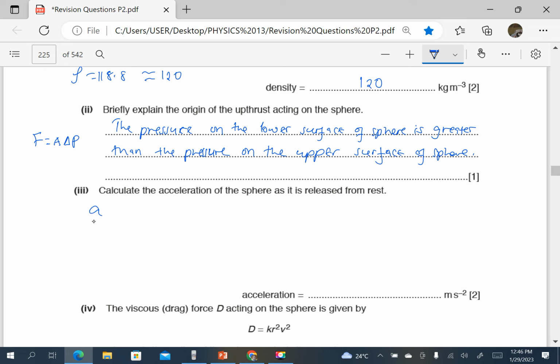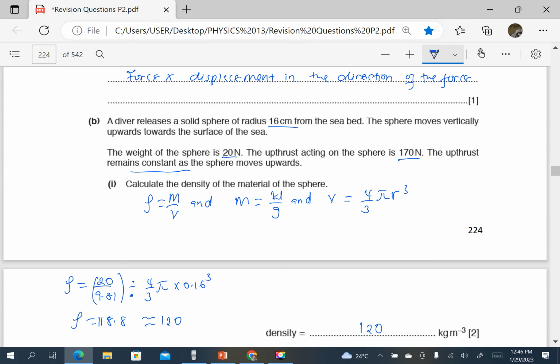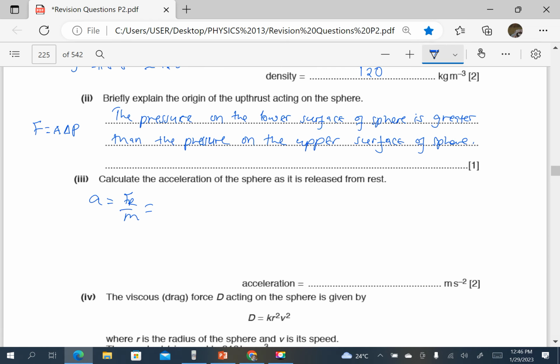Acceleration. Let's find the acceleration as the resultant force over the mass. What is the resultant force? The weight is 20 newtons downwards. There's an upthrust force of 170 newtons upwards. So there is a resultant force, which is 170 minus 20, divided by the mass. The mass is weight 20 over g, which is 9.81.